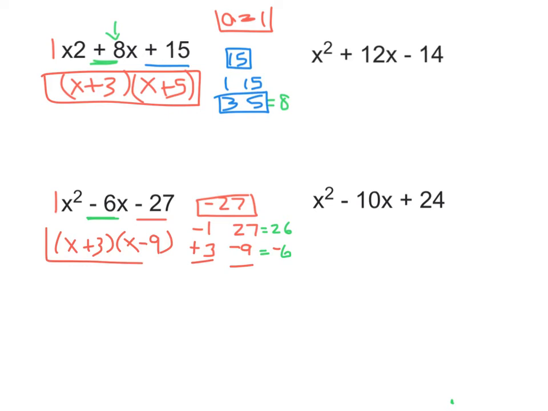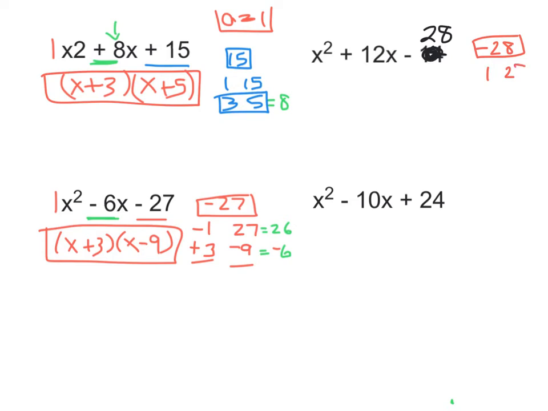And again, you can always FOIL to check to make sure you have the right factors. Okay, and so the next one here, this is supposed to be a 28, not a 14. Sorry about that. All right, so we're going to write -28 off to the side, and we're going to come up with the factors of -28.